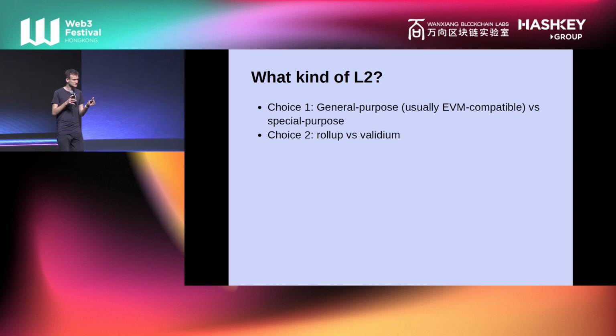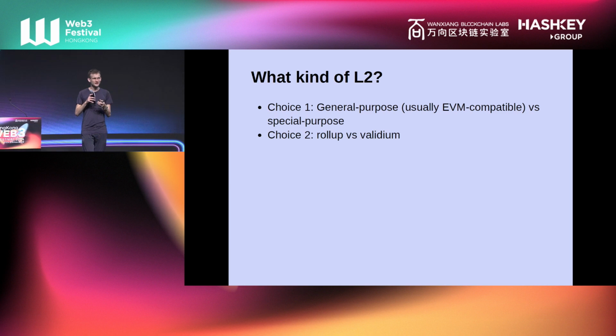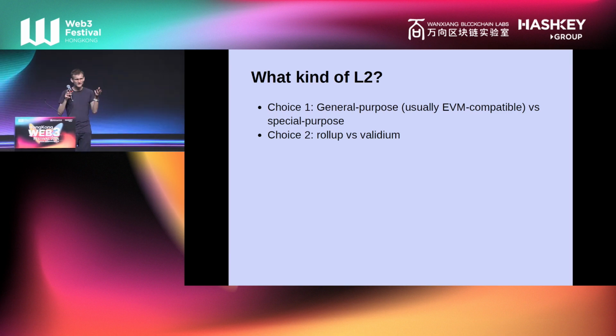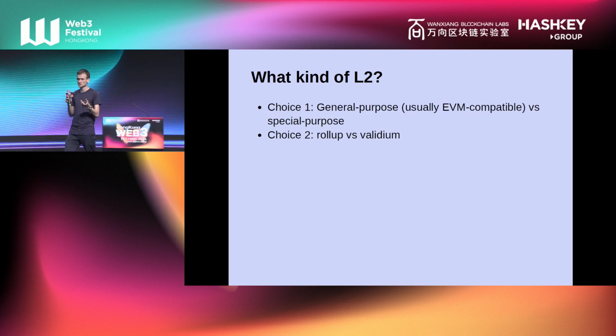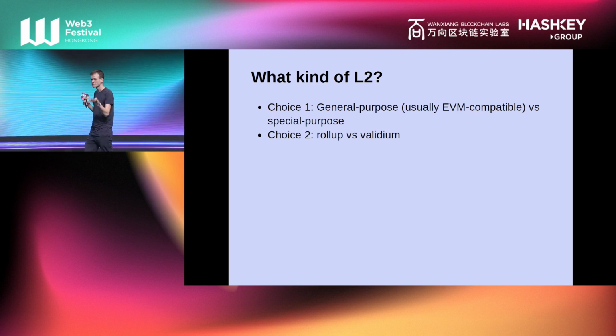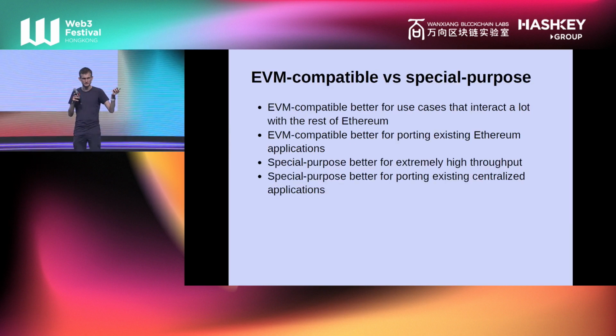Validiums have a slightly lower level of security. In a Validium, your assets can get stuck, they can get frozen, but they cannot get stolen. So it's possible for nothing to happen, but it's not possible for something invalid to happen. But the benefit of a Validium is that Validiums can benefit from much lower transaction fees. So what kind of L2: special purpose versus general purpose, and rollup versus Validium?